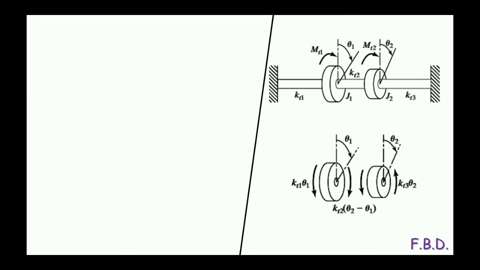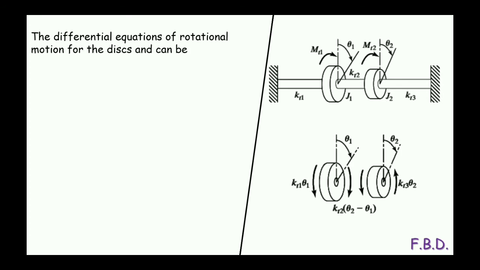Now to understand this system, the differential equations of rotational motion for these two discs can be derived. For disc 1, the differential equation can be written according to Newton's law of motion, which we use to write differential equations. The equation is J1 theta 1 double dot. J1 represents the polar moment of inertia for disc 1, multiplied by the acceleration, theta 1 double dot. The double dot indicates the acceleration, the double derivative of the angular displacement.